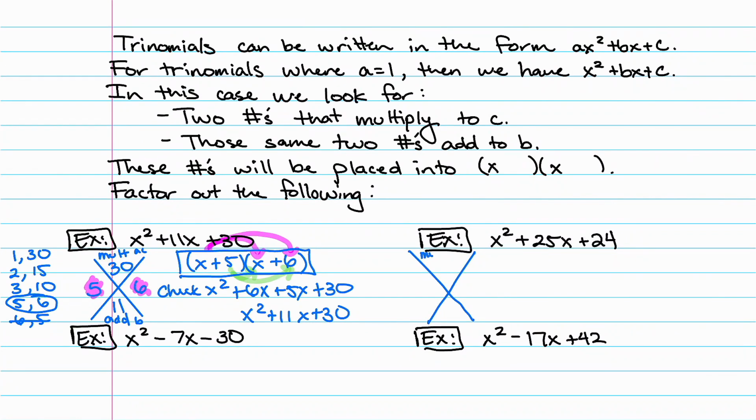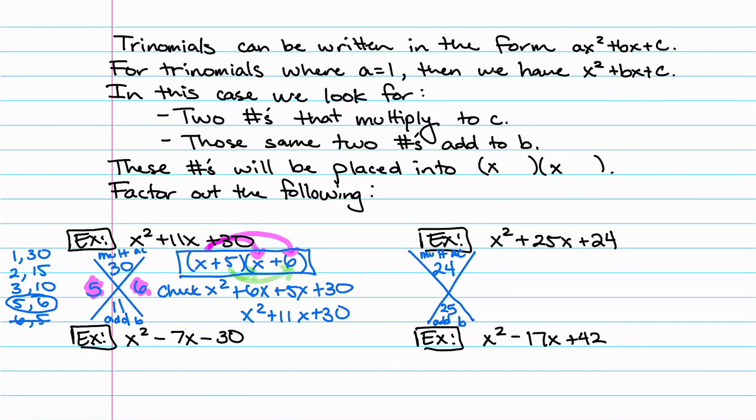Remember, we need to multiply to AC on the top, and we need to add to B on the bottom. AC, remember, A is the first term, C is the last term. So I'm going to multiply the first number times the last number. That's 1 times 24, which is just 24. And I need to add up to this number right here, which is 25.